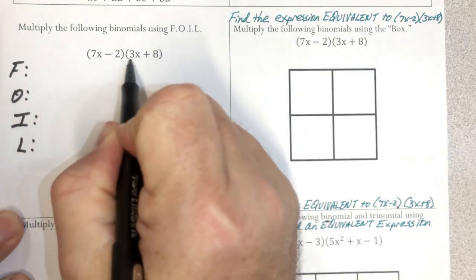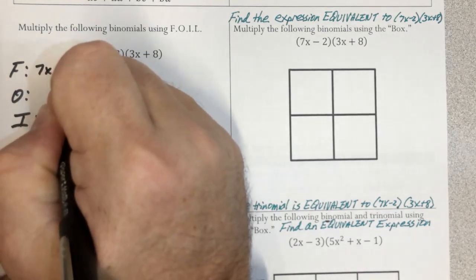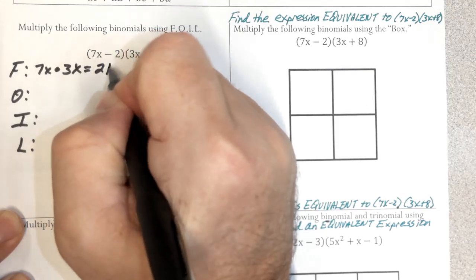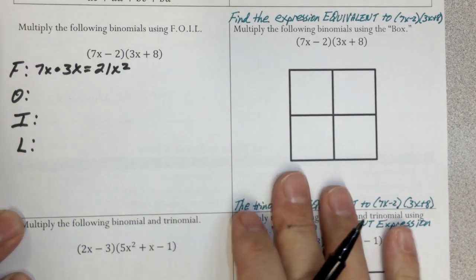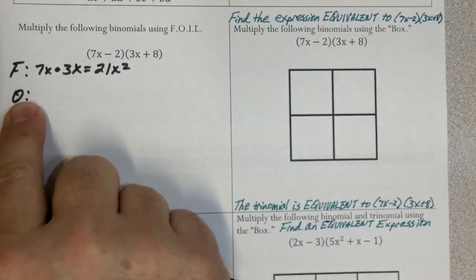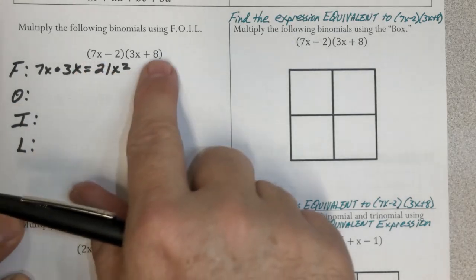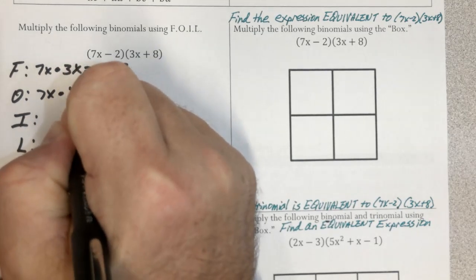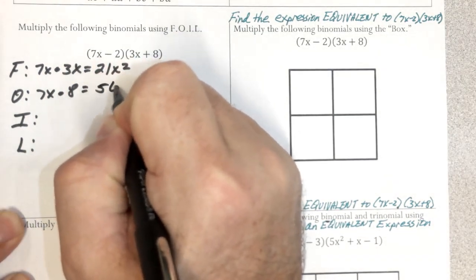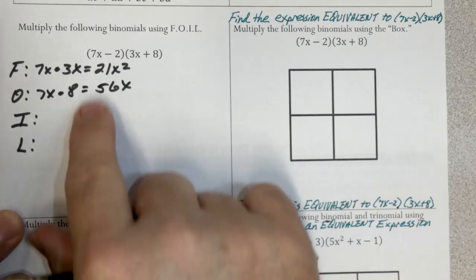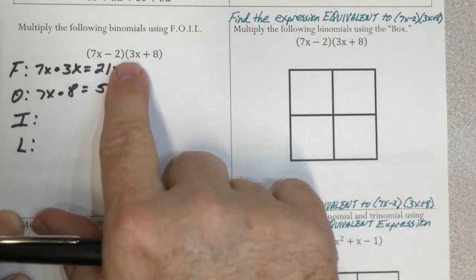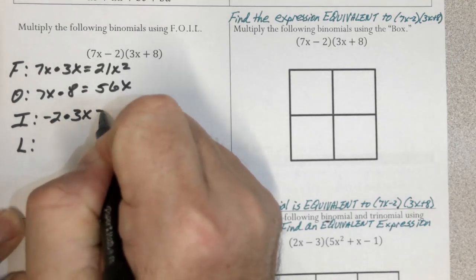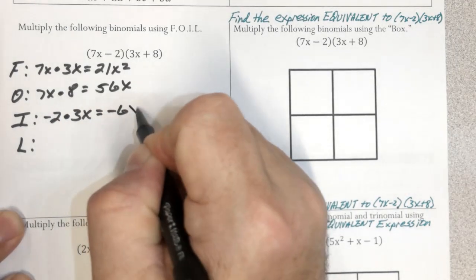So 7x times 3x, and that's going to give us 21x squared. And then we're going to multiply the outside terms. So 7x and 8 are the outside terms, and that gives us 56x. And then the inside terms, negative 2 times 3x, and so that gives us negative 6x.